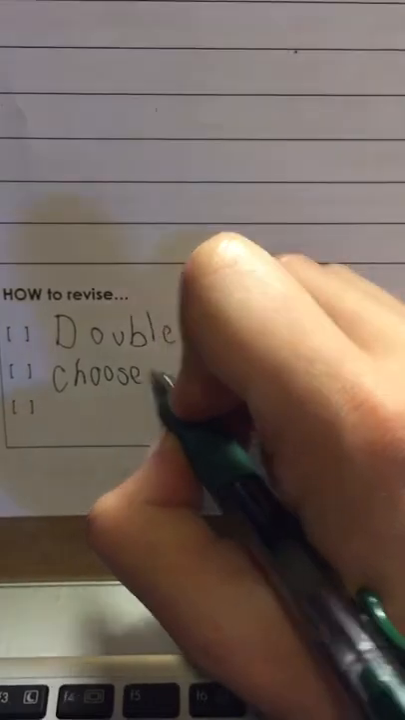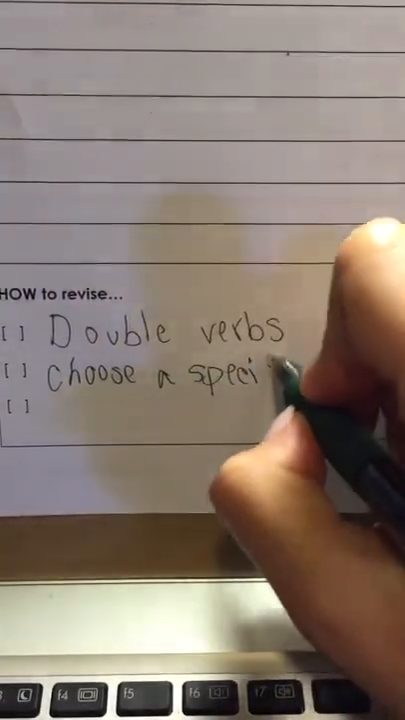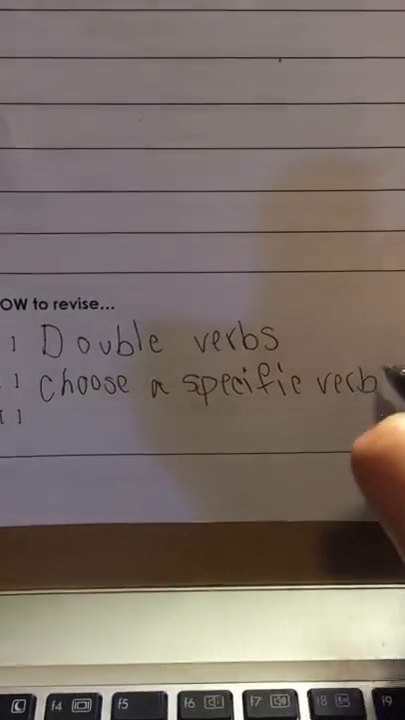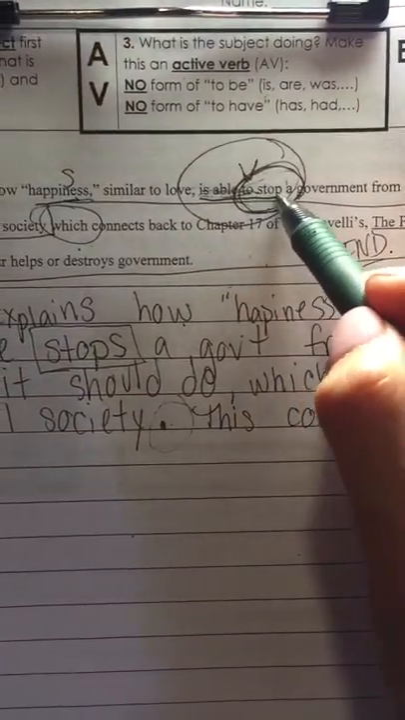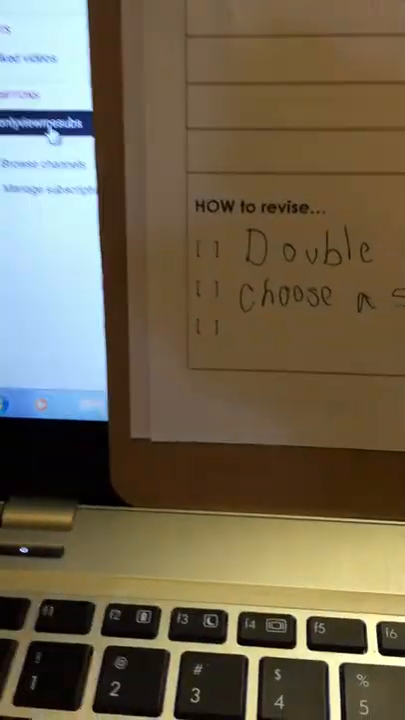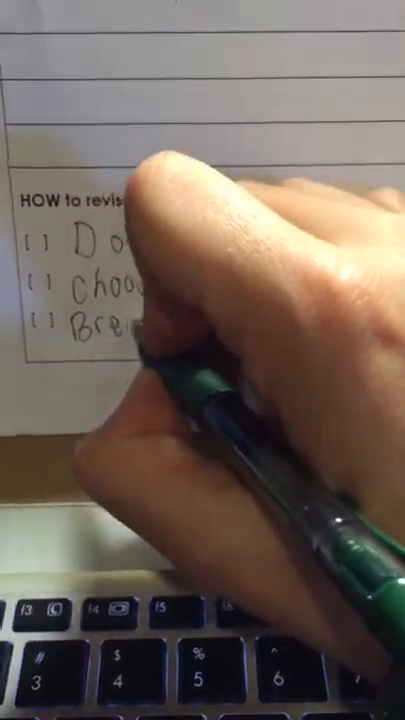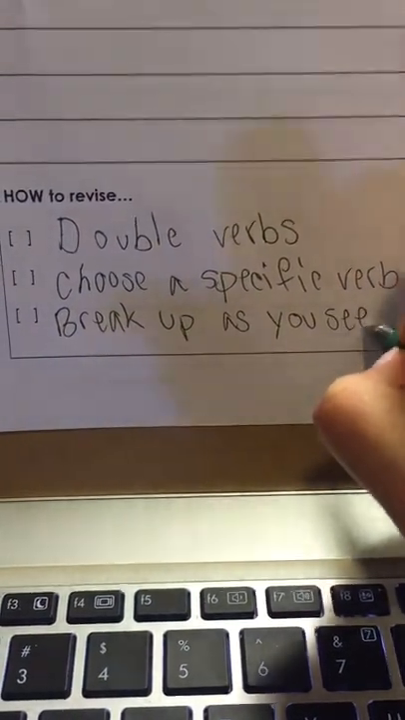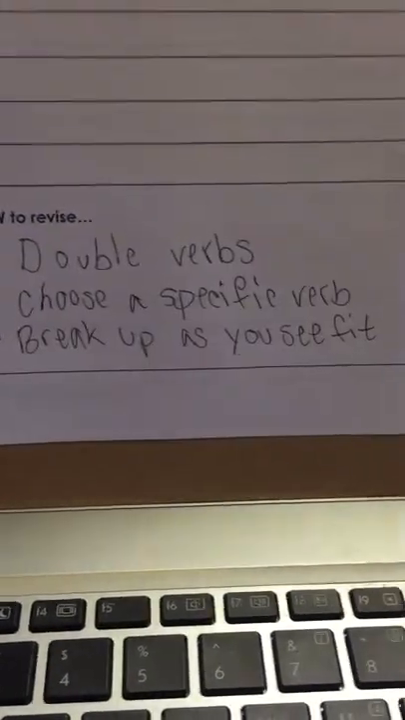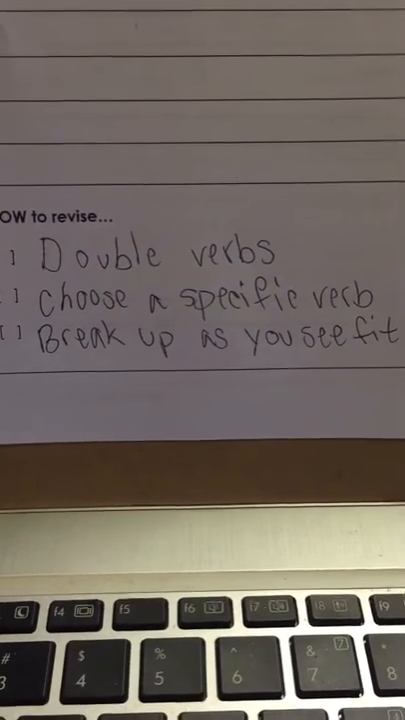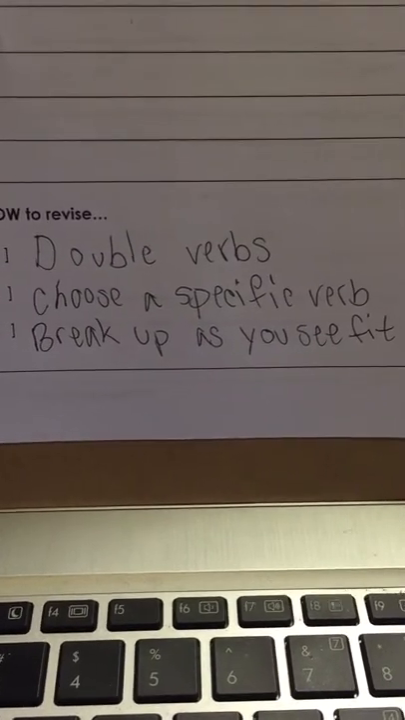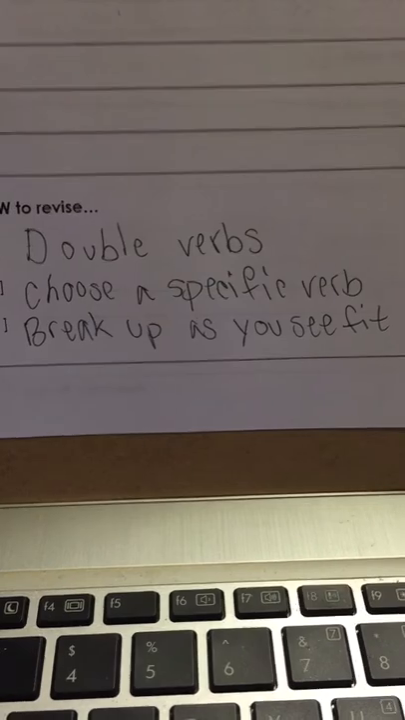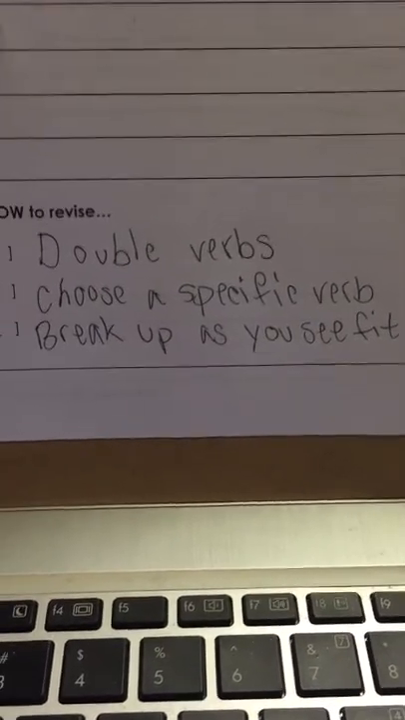The second thing that we want to do is choose a specific verb. In our case up here, that was the word "stop." That was already in the verb phrase. And then last, break up the sentence as you see fit. Double verbs, watch out for those. Choose a specific verb that's in that phrase, and then break up as you see fit. We don't want any run-ons in our PBA. And there you have it. That is how you save a sentence.